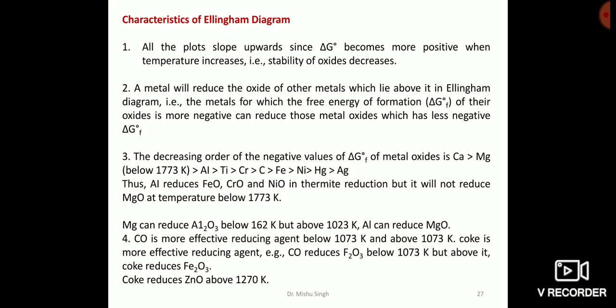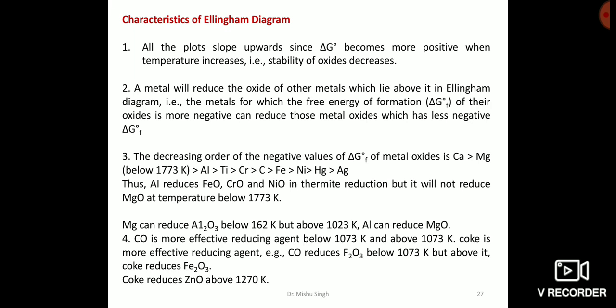The decreasing order of the negative values of free energy of formation of the metal oxides is given here. From here you can see that aluminium can reduce ferrous oxide, chromium oxide and nickel oxide in the thermite reaction, but it will not reduce magnesium oxide at temperatures below 1773 Kelvin. Without going into calculation of Gibbs free energy, we can still predict the feasibility of a reduction process simply by looking at the Ellingham diagram.